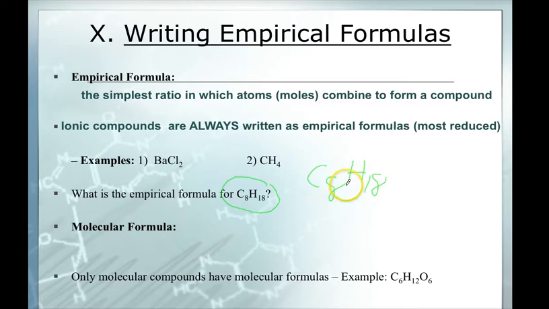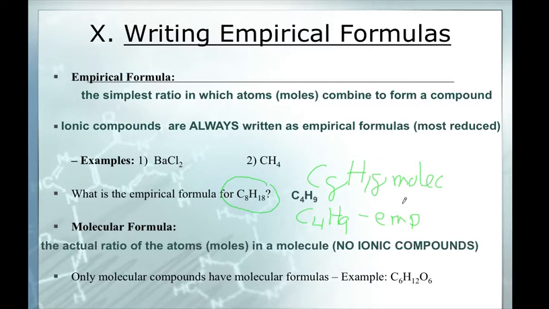Look at the subscripts and see if they are already in their lowest or simplest ratio. If you take a look at 8 and 18, you notice that they're both divisible by 2. If I divide both of these by 2, I'm going to get C4H9. This has now been reduced to its lowest ratio. That would be the empirical formula. That's basically how you do empirical versus the molecular formula. So the empirical formula for C8H18 is C4H9.